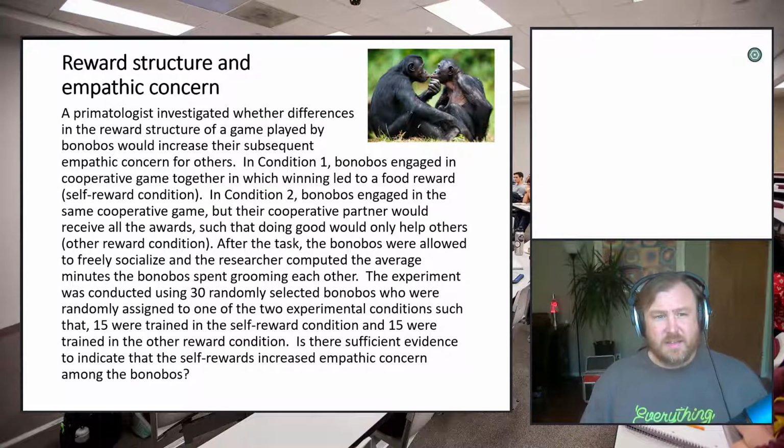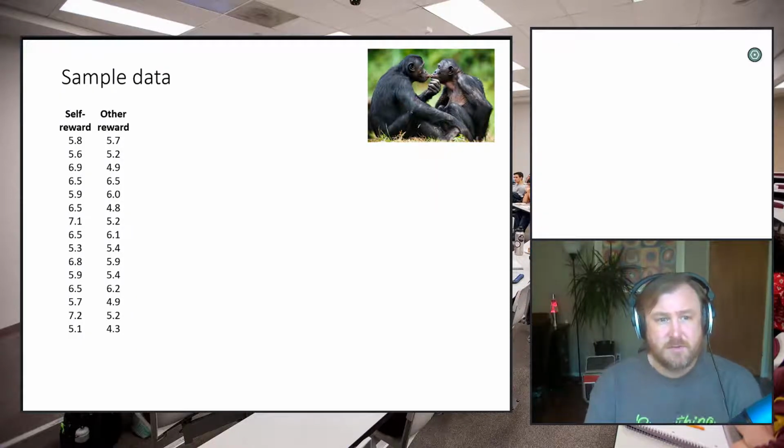Okay. So, here is the data we collected from these 30 bonobos. And again, this is how many minutes they spent grooming one of their companions after the cooperative game.